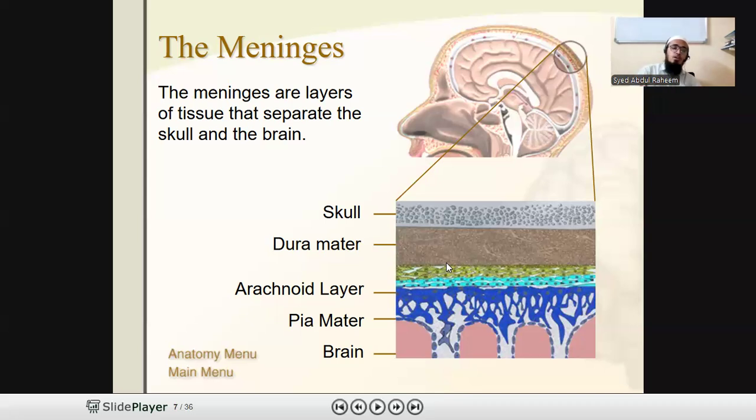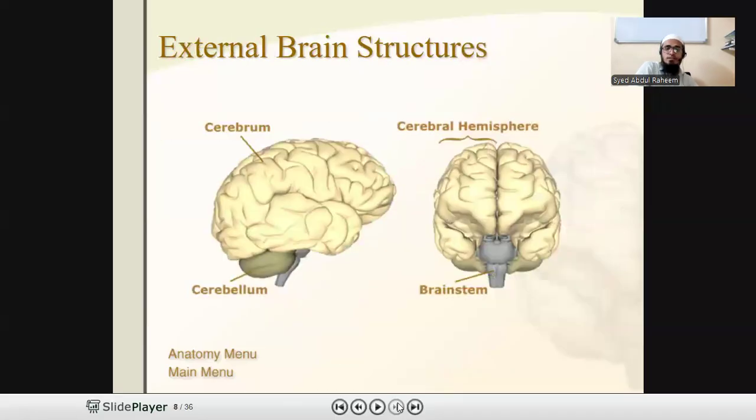revolves around the brain and spinal cord to maintain the weight of the brain. This is the cerebrum, the whole big brain. We have a small brain, that is the cerebellum. You can divide the brain into two parts: a right cerebral hemisphere and a left cerebral hemisphere, and you have the brainstem. This is the brainstem, this is the cerebellum.